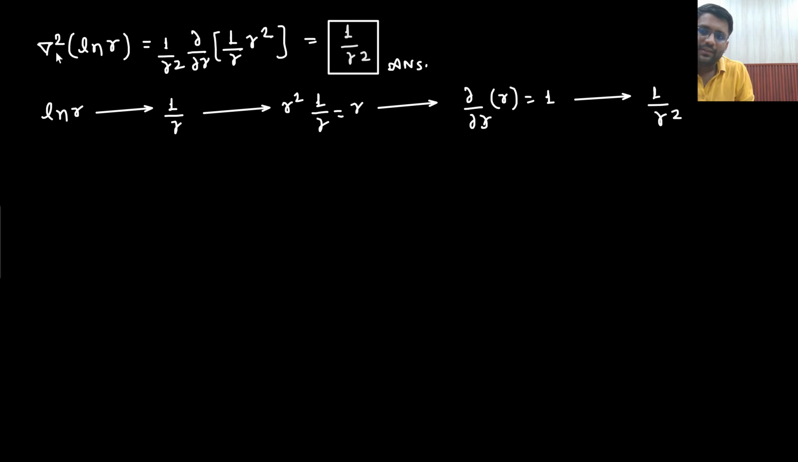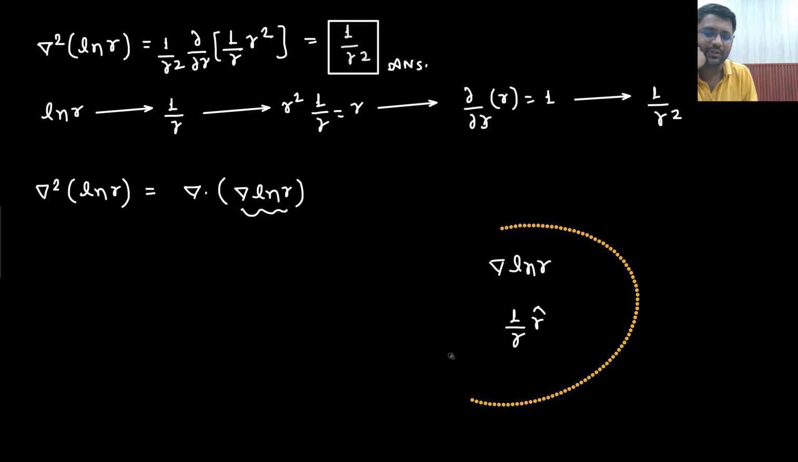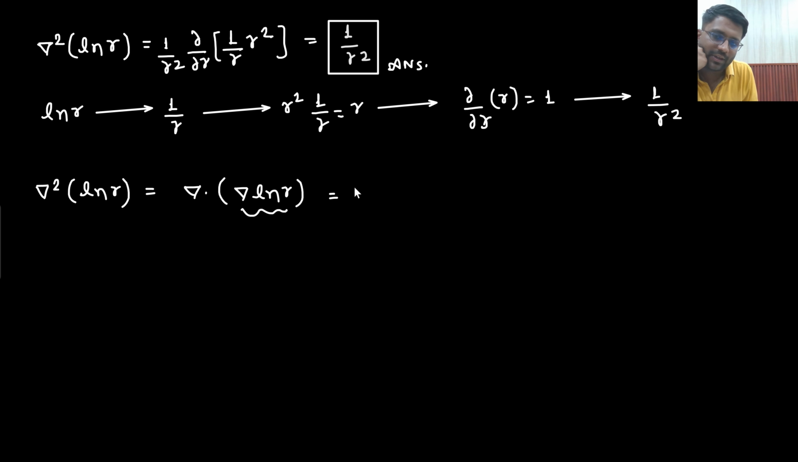Let's try another way. Del square ln r. Do you remember what del square was and how this came? It was nothing but del dot del ln r. Can you calculate the gradient of ln r? Yes sir, it will be nothing but 1 by r r cap.